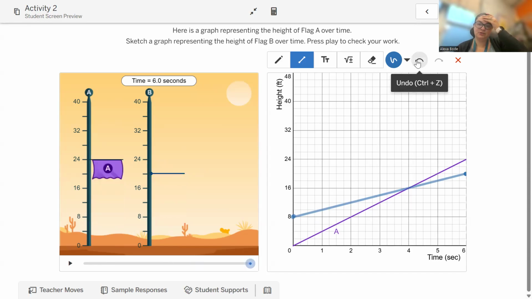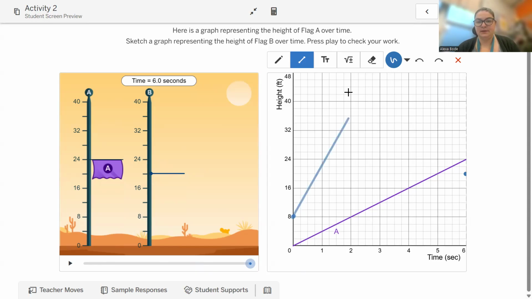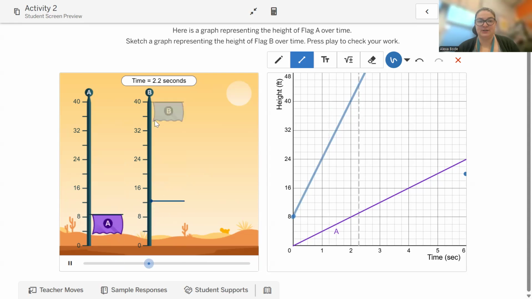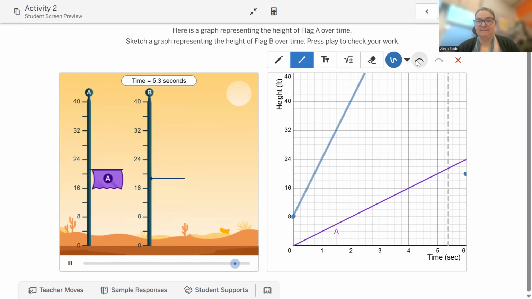If you did this incorrectly, let's say I tried to do 2 feet per second, but I did it wrong. It is going to show you where it should have been and how fast the flag that I drew was.